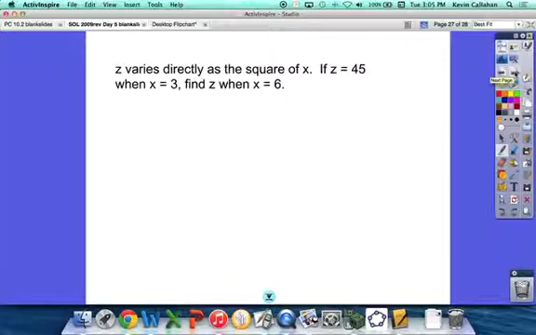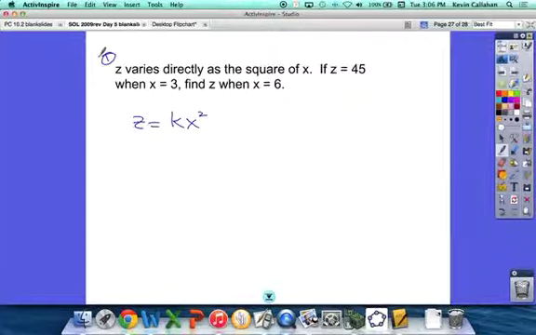So this is an example of the kind of problem you get. It might be more of a word problem, you know, like the pressure varies inversely with volume and directly with temperature, something like that. But this is without the word problem. Z varies directly as the square of x. So the first part of all these problems, they tell you what kind of variation it is, and you have to write it down. How would I write down that Z varies directly with the square of x? Z equals kx squared. Okay, that's part one, right?